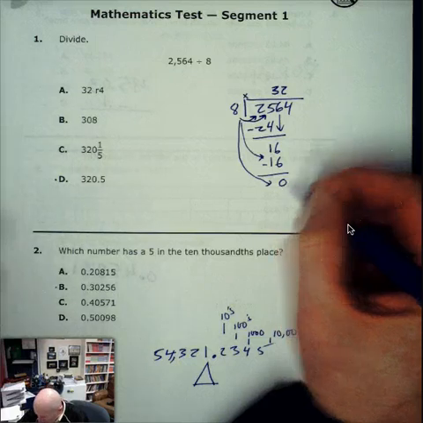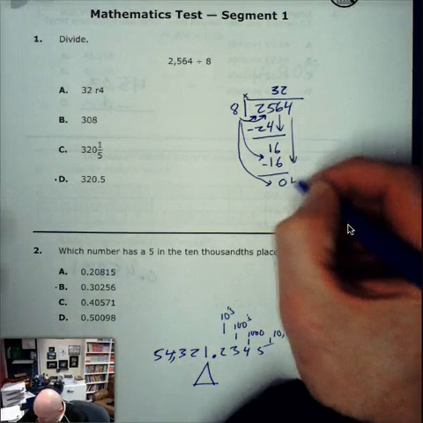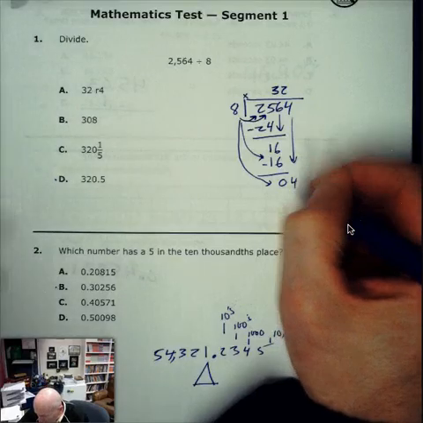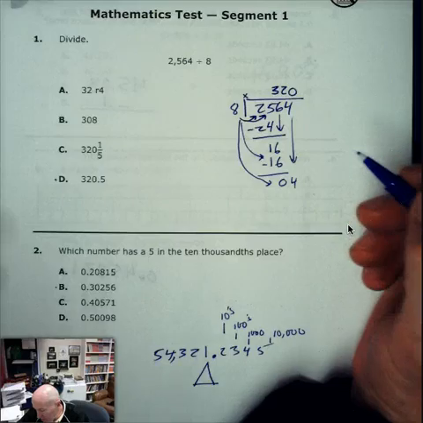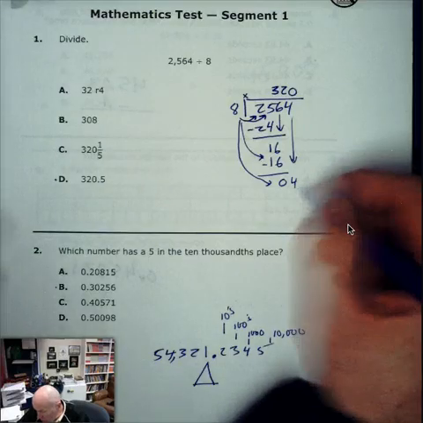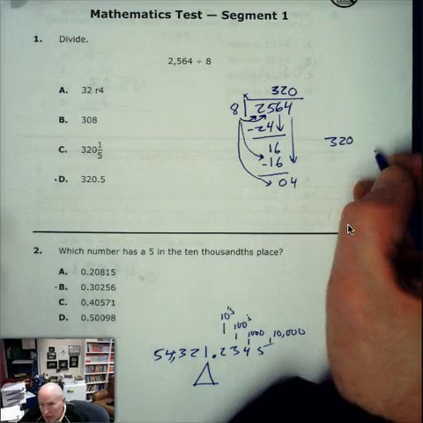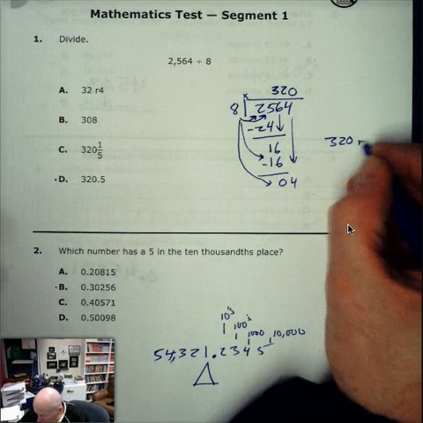No, it doesn't. Let's bring down this 4 here. How many times does 8 go into 4? Well, it goes in there 0 times. You've got a remainder. It just won't fit in there. So what you end up with is 320 with a remainder of 4.